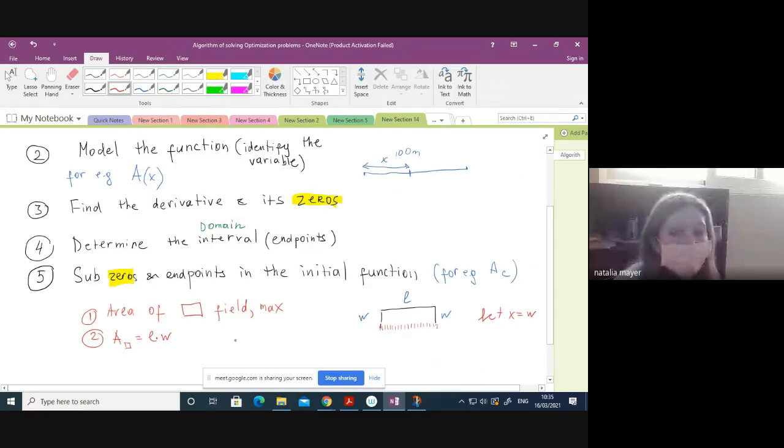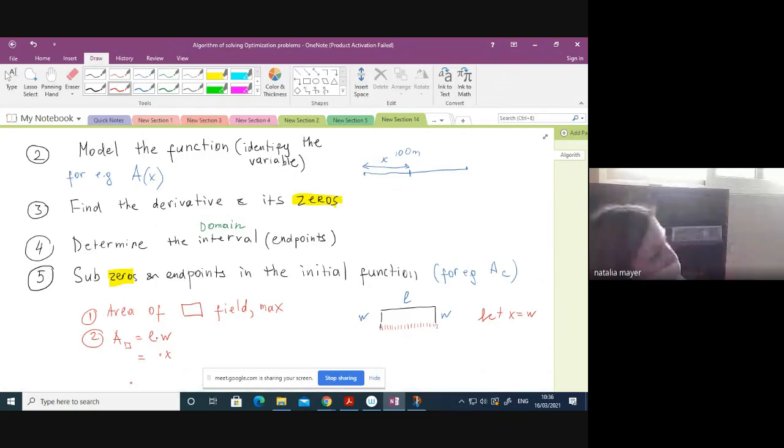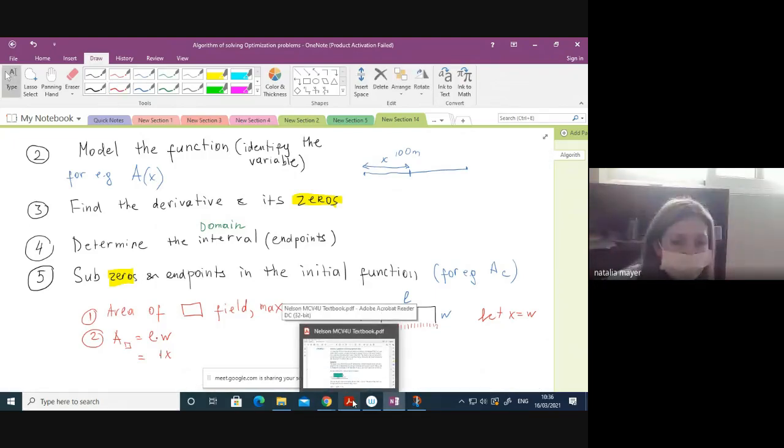So basically in this equation, I'm going back to the equation of area. I have already one variable, right? Which is X. But I have to express the length somehow in terms of X, right? So what else do we have in the question? We have 800 meters, absolutely.